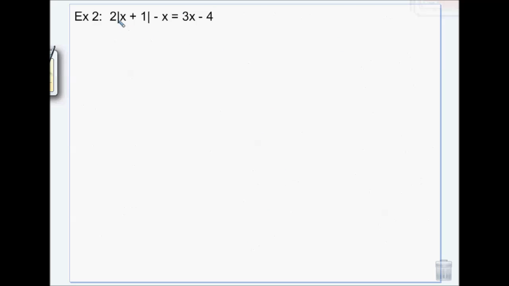Okay, so see, I cannot distribute in. Remember I said it's a wall, I can't distribute in. So I'm going to try to get rid of this x first, so I'm going to add x to both sides. So that's going to give me 2 times the absolute value of x plus 1 is equal to 4x minus 4. Then I'm going to divide both sides by 2. So I'm going to get the absolute value of x plus 1 is equal to 2x minus 2.